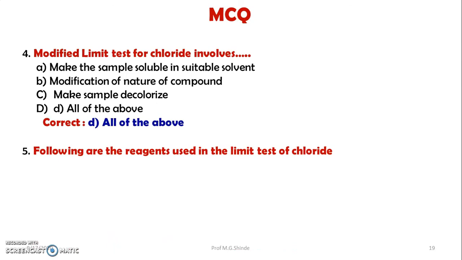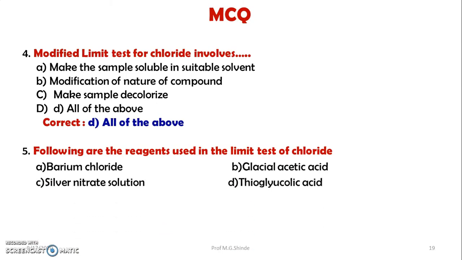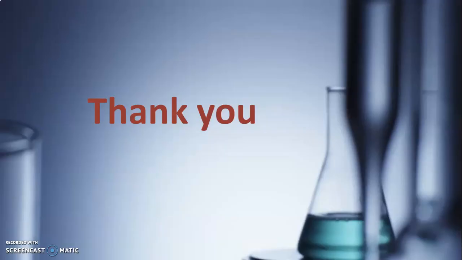Last question: the following are the reagents used in the limit test of chloride: barium chloride, glacial acetic acid, silver nitrate solution, thioglycolic acid. So in the chloride limit test we are using silver nitrate solution. So this was about the different 5 viva questions based upon the chloride limit test and modified chloride limit test. So thank you.